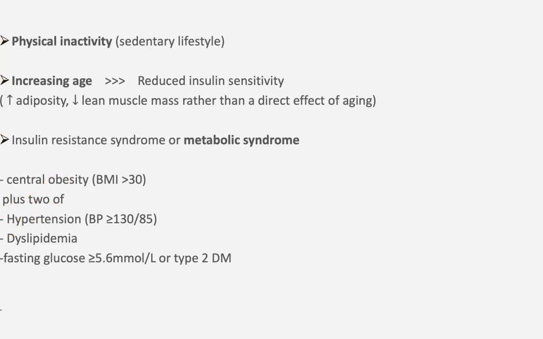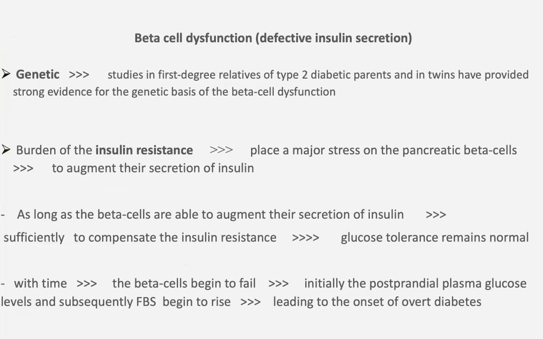So, after we have looked into all the risks that are causing insulin resistance, the second important mechanism is beta cell dysfunction, or defective insulin secretion. So let's have a look at the risks that are causing it. The first one is genetic factors. Studies in first-degree relatives of type 2 diabetic parents and in twins have provided strong evidence for the genetic basis of beta cell dysfunction.